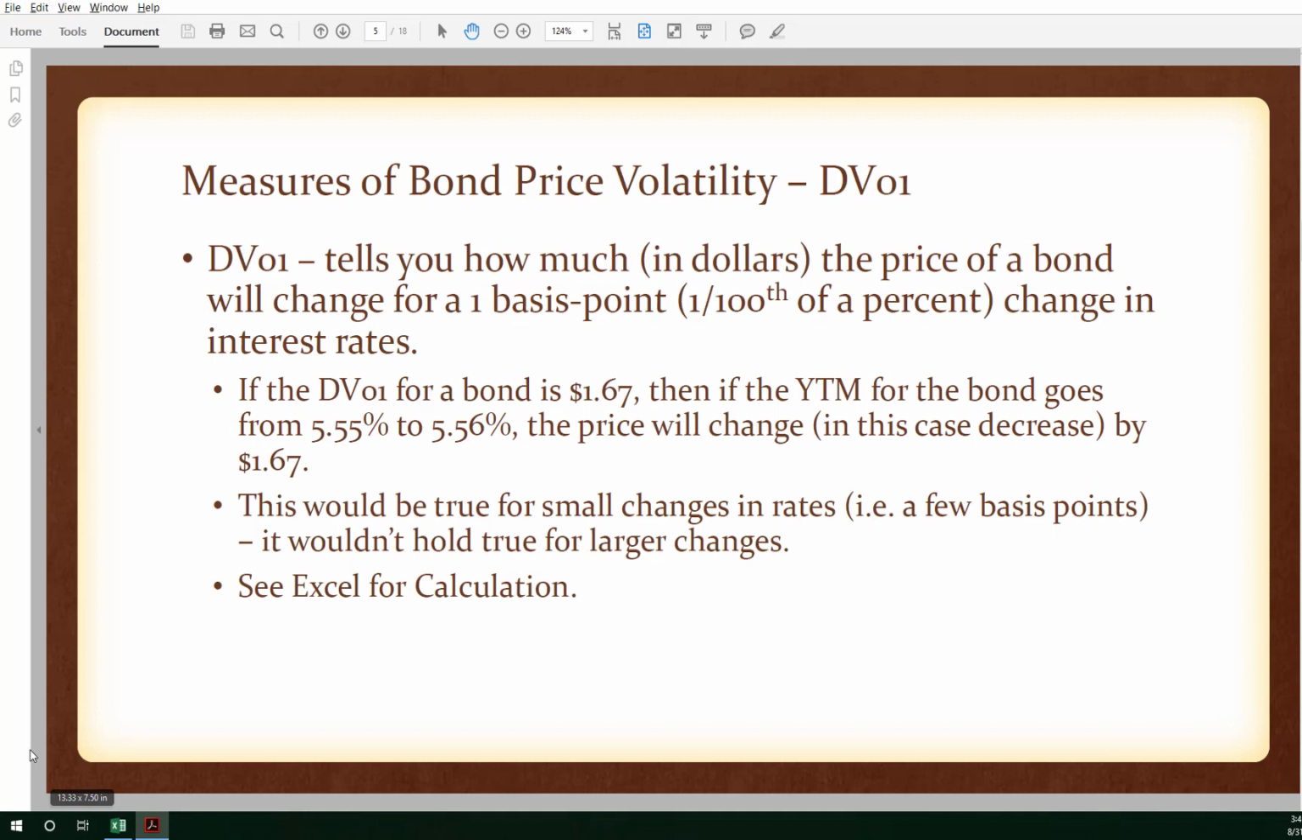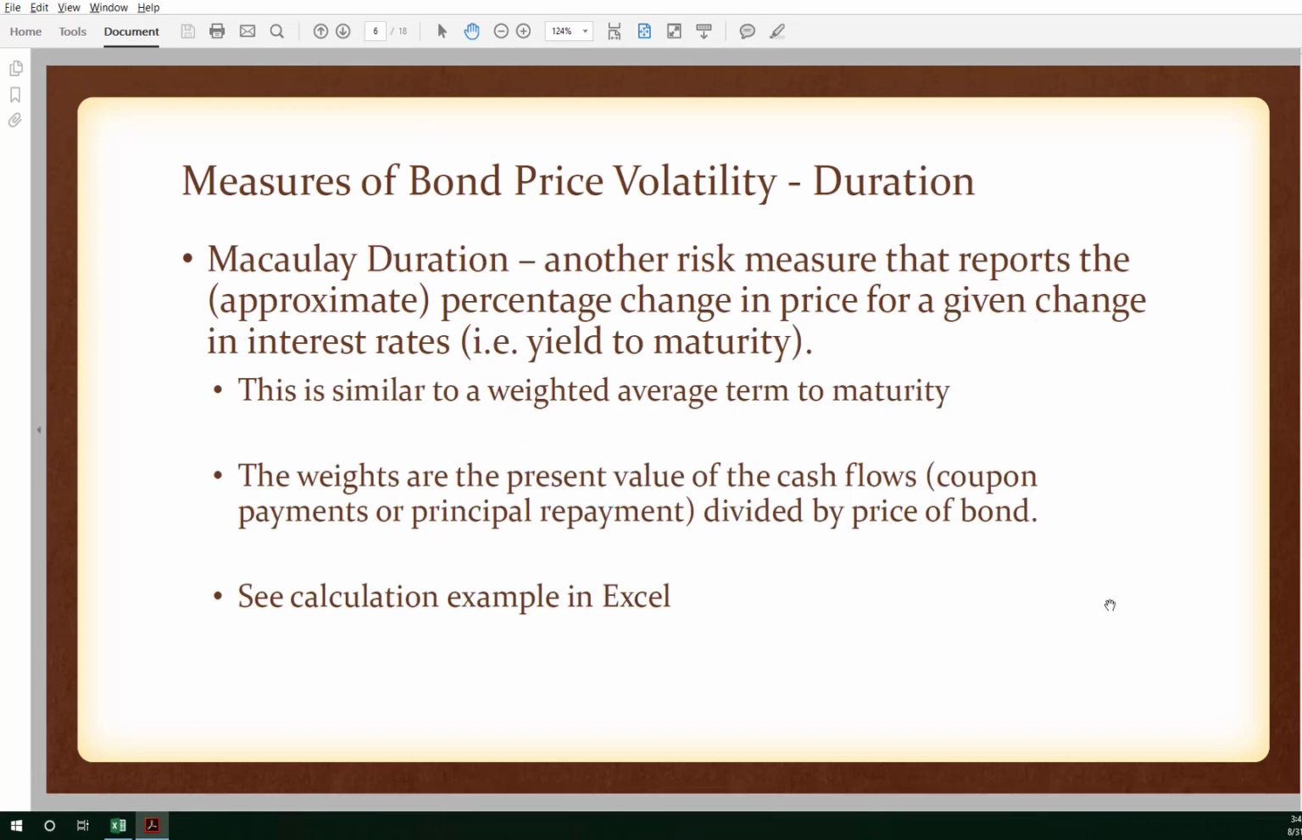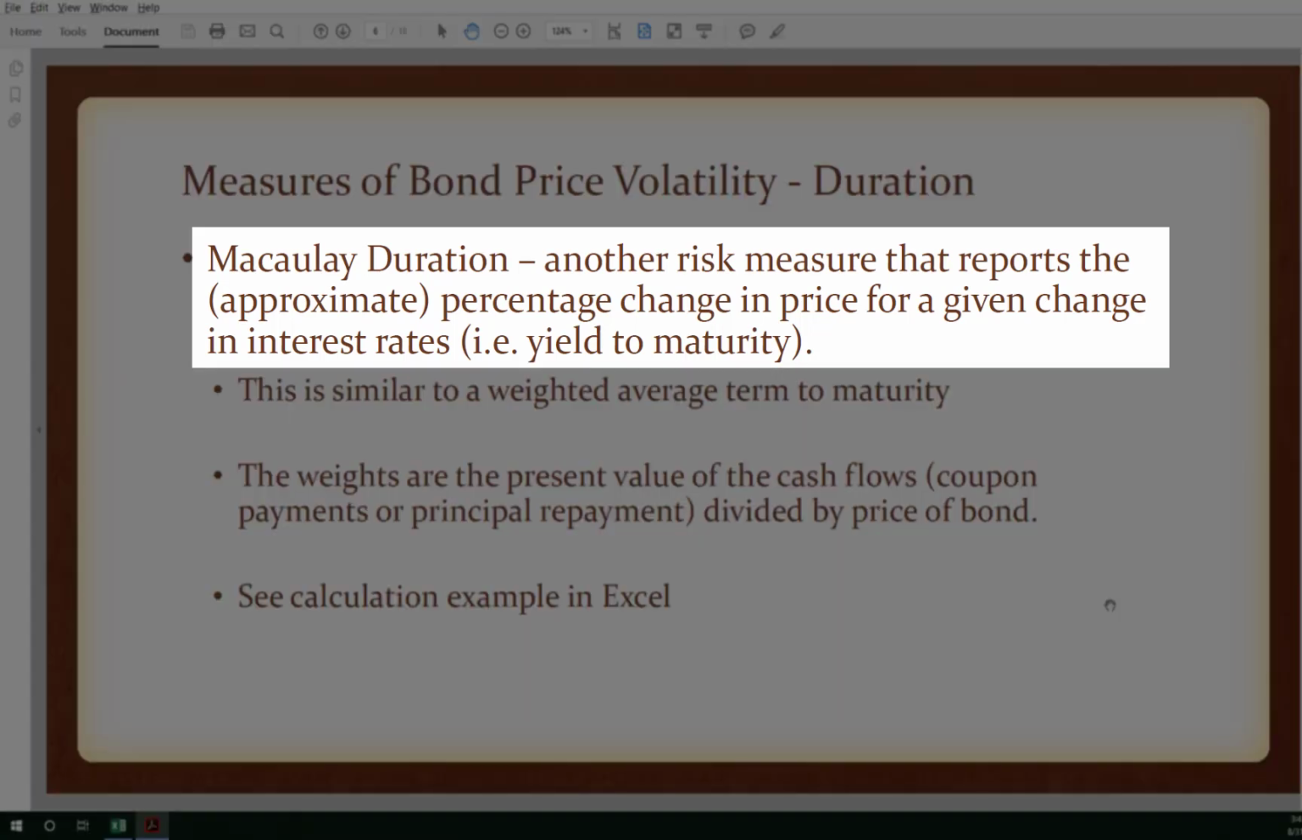Let's go to the next slide and see the next measure. This is going to be duration. So we've got something called Macaulay duration. It's another risk measure that reports the, again, approximate percentage change in price for a given change in interest rates. That is the yield to maturity or the required rate of return for a bond. Again, all these things are synonymous.